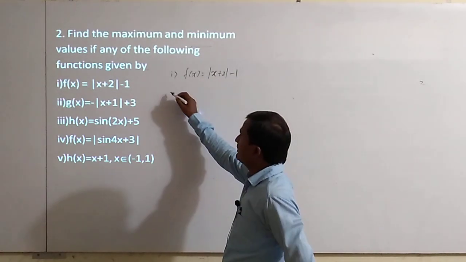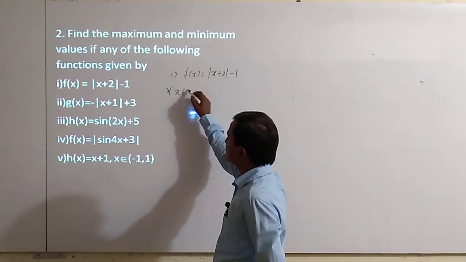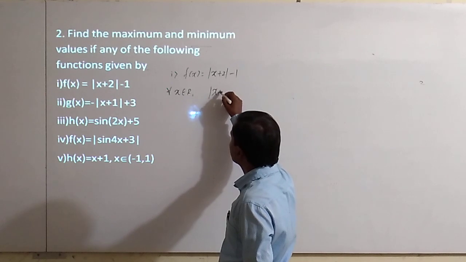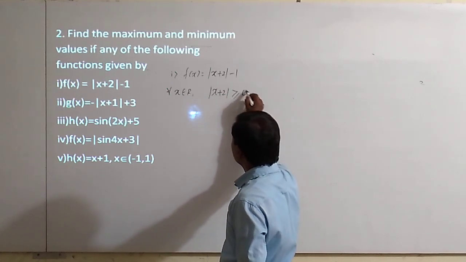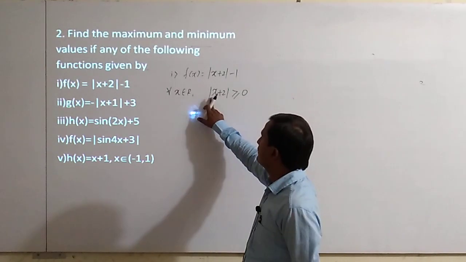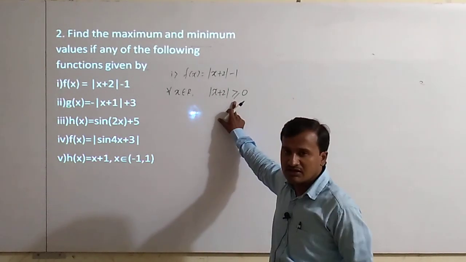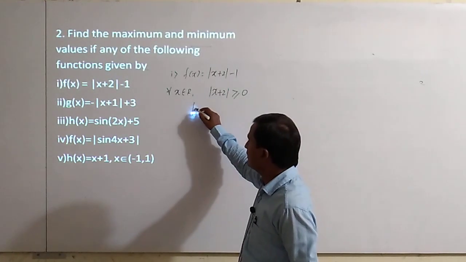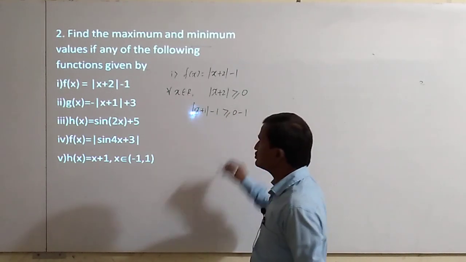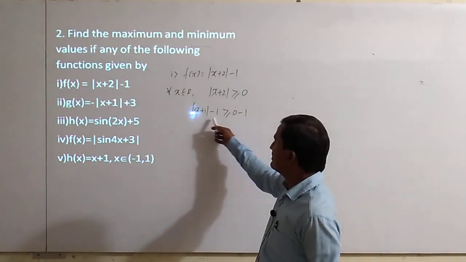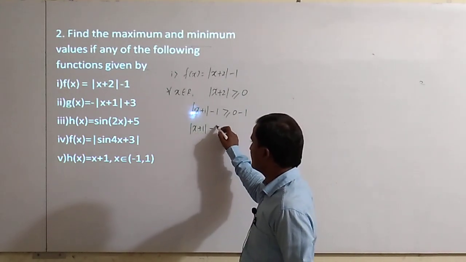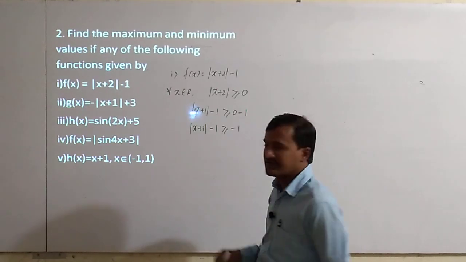So again here we will write, for all x belongs to R, mod of x plus 2 is more than or equal to 0. So again we will write like this: mod of x plus 2 minus 1 is more than or equal to 0 minus 1. Subtract 1 on both sides. So therefore mod of x plus 2 minus 1 is more than or equal to minus 1.